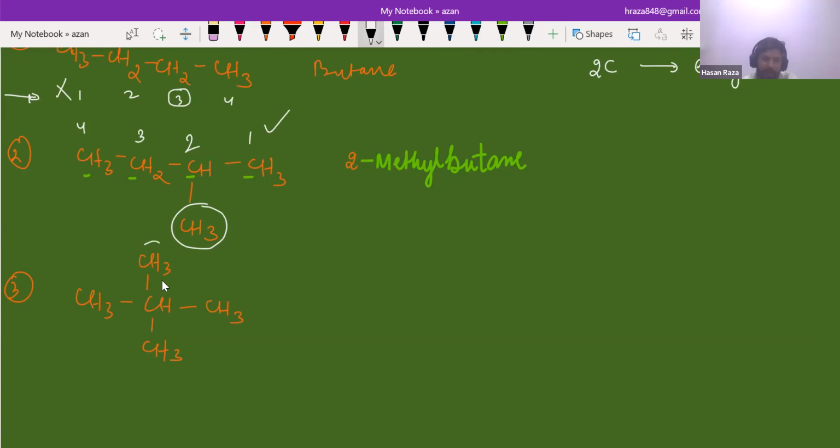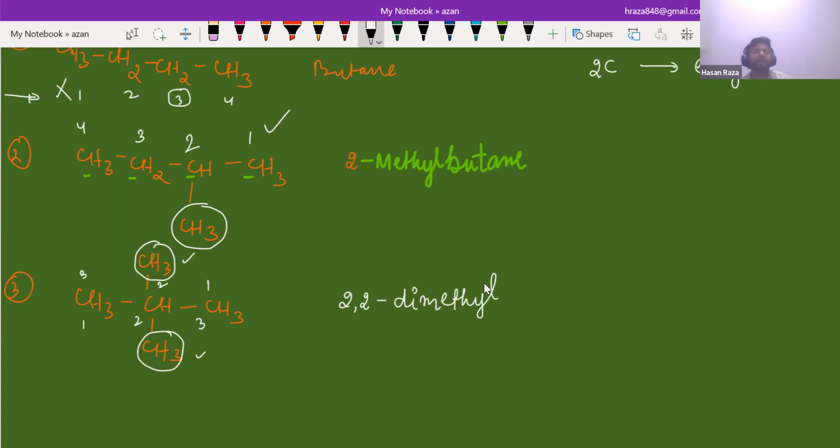Now see for this. You can see there are 2 branches, and if you do the numbering from right to left, the substituent will get the second position. If you do the numbering from left to right, the substituent still gets the second position. So you can do it from wherever you want, just take care of the nomenclature. You write the name of the substituent first, and there are 2 substituents, so I am going to write 2,2. That represents 2 substituents on the second carbon, and both are methyl, so I am going to use dimethyl. Are you getting my point?